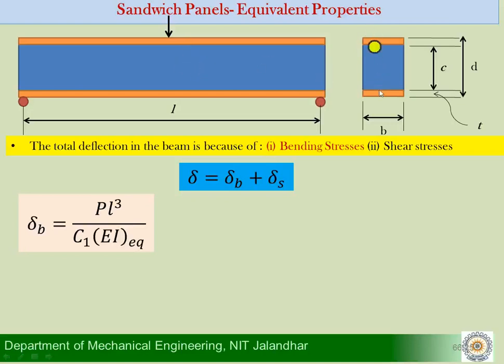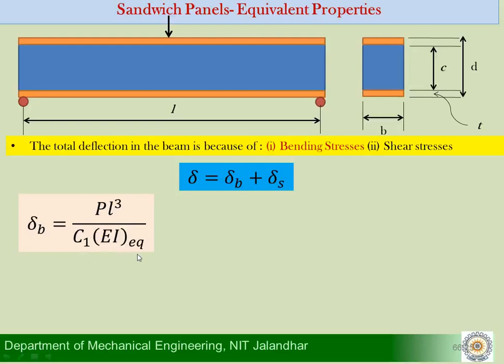A core is different and the skin is different, and that is why the flexural rigidity part, that is EI, which is referred to as the flexural rigidity or the bending stiffness of the beam, is also to be taken into consideration for what we call a sandwich beam, not a single monolithic beam, and that is why we write that it is PL cube upon C1 EI.